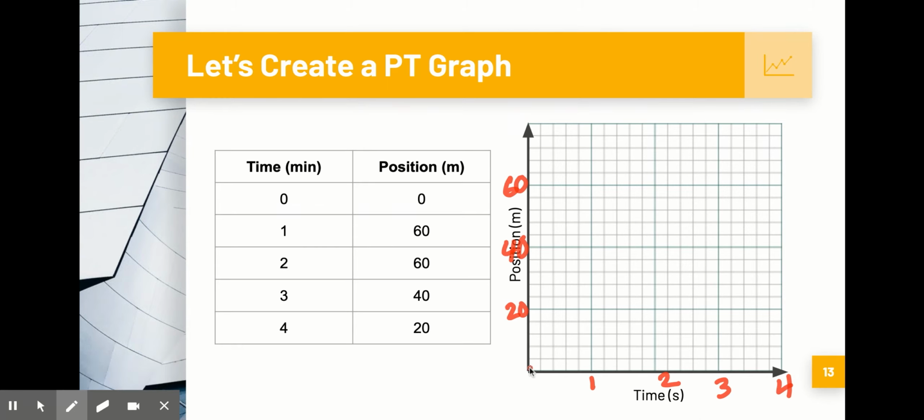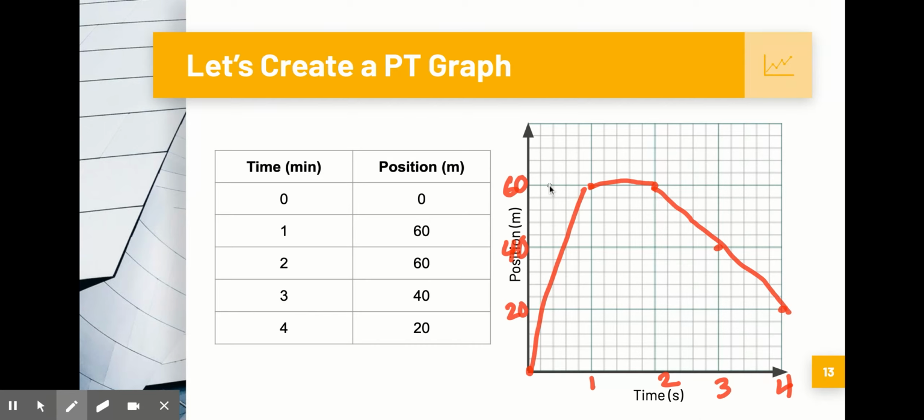We start at 0, 0. Then at 1 minute, we're at 60. And at 2 minutes, we're at 60 again. At 3 minutes, we're at 40. And at 4 minutes, we're at 20 again. So if we were to graph this, we just look here, bop, bop.